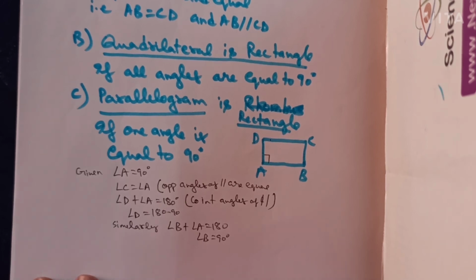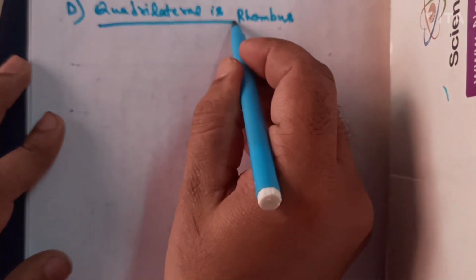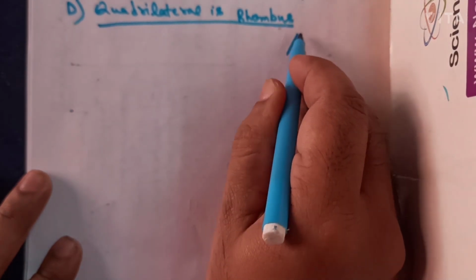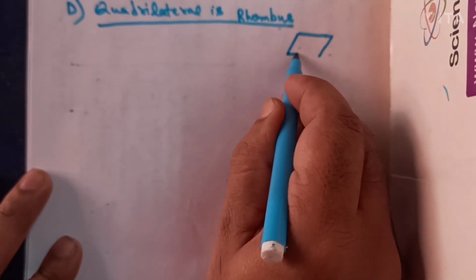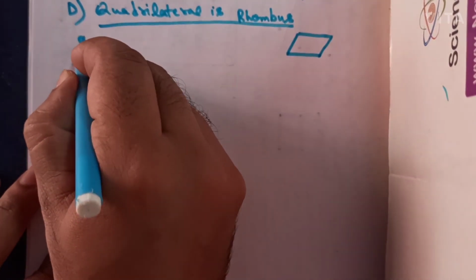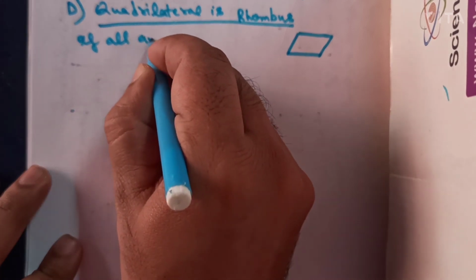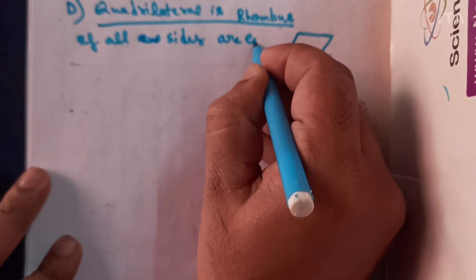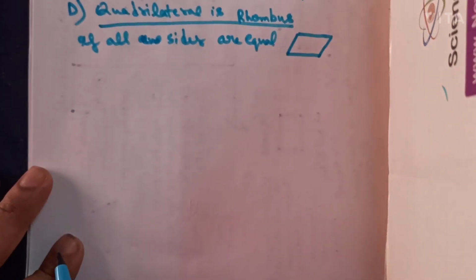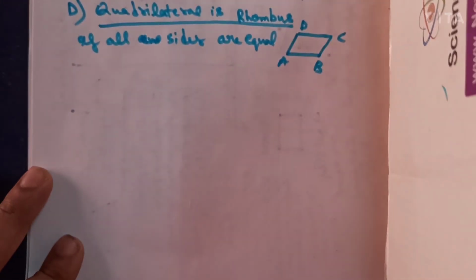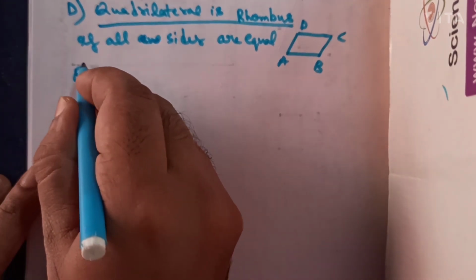Okay, now part D, that is to prove that a given quadrilateral is a rhombus. For this we just need to prove that all sides are equal in a quadrilateral, then the given quadrilateral is said to be a rhombus. Simple. We just need to prove that a quadrilateral in which all sides are equal is a rhombus.